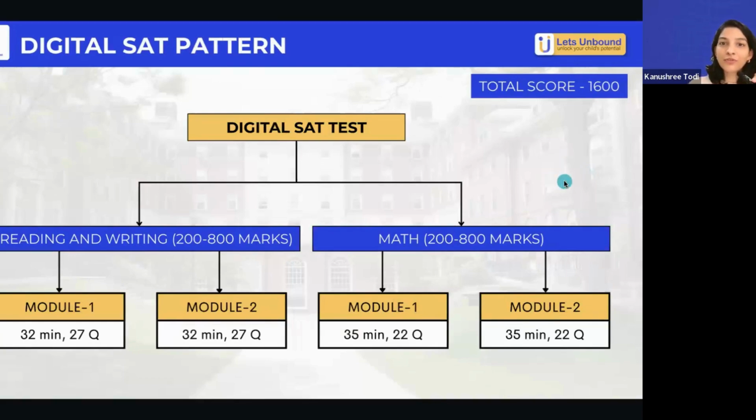Here's a quick snapshot of our journey so far. 4,000 plus students taught, 125,000 hours of teaching sessions, a presence across 25 plus countries, and a global rating of 4.9 out of 5.